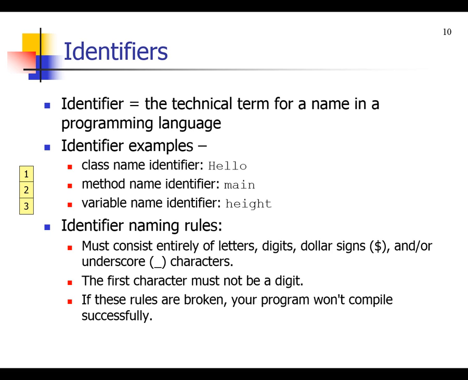Identifier naming rules. It needs to consist of entirely letters, or mostly letters, digits, dollar signs, and/or an underscore character. Why only dollar signs and an underscore character? Why not an exclamation point? Exclamation point is not allowed. It's a reserved character.